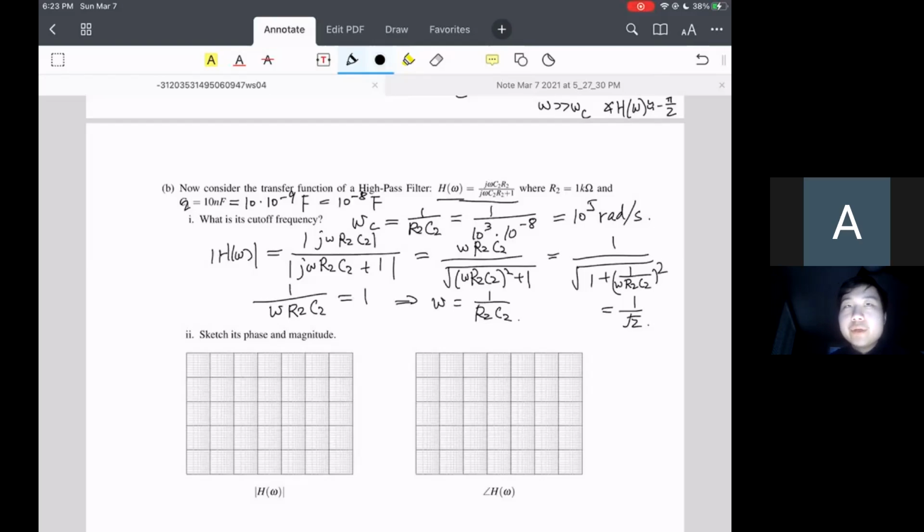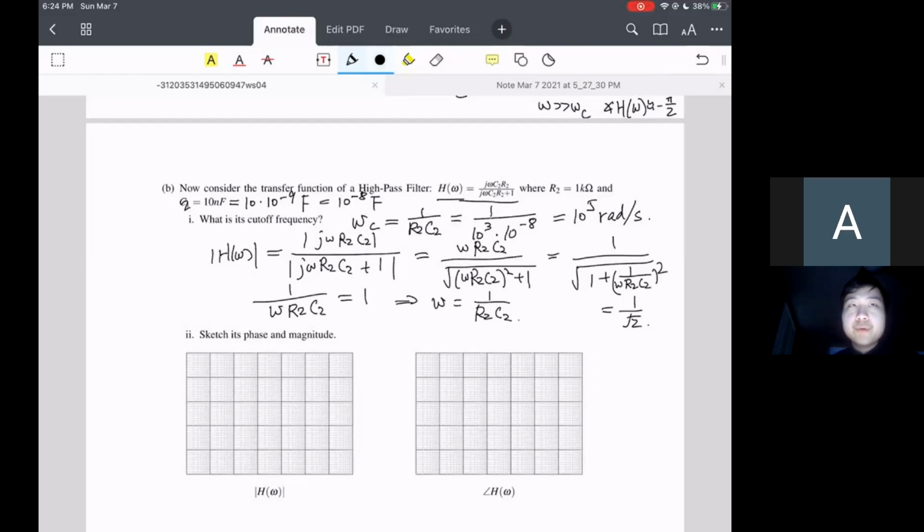Okay. We should note that this isn't always true when it comes to filters and cutoff frequencies. It's just because we are doing CR and RC circuits, and they happen to have the same cutoff frequency, the same formula for cutoff frequencies, 1 over RC. It's just a coincidence. I should make that extra clear.